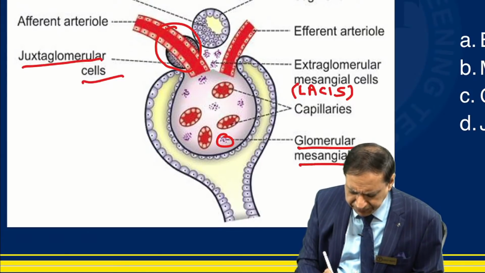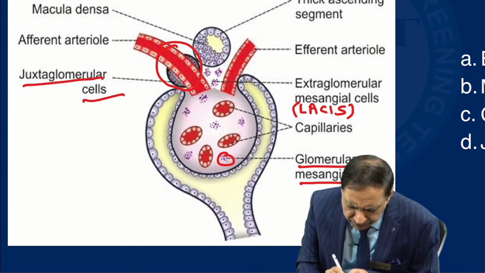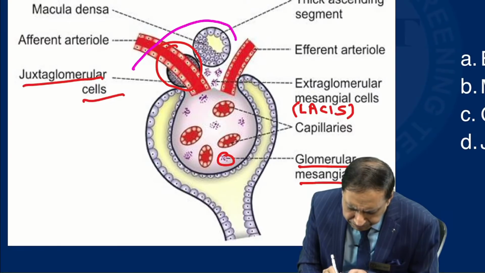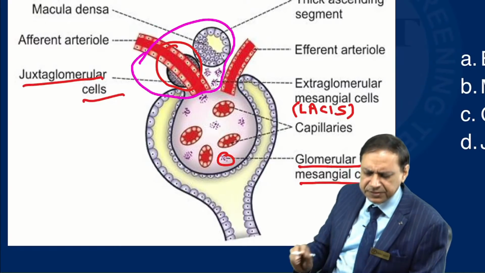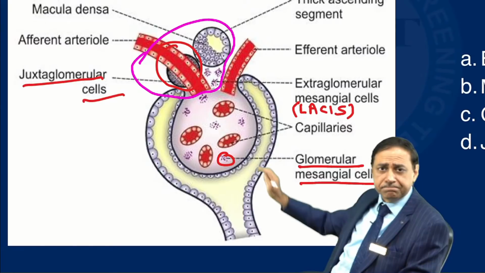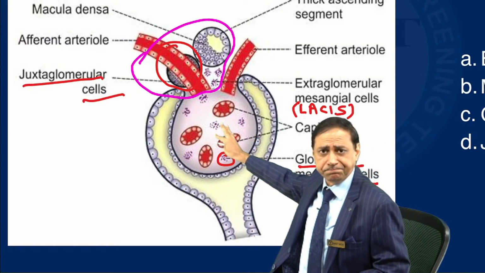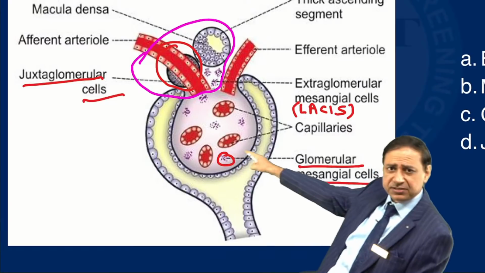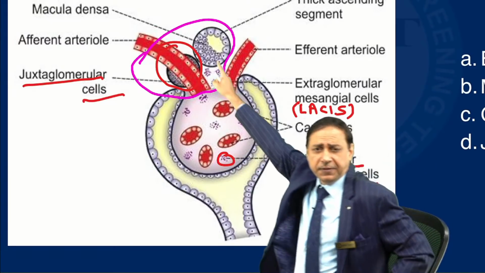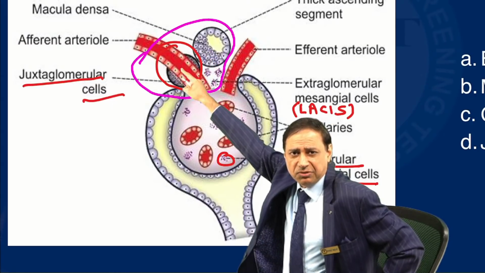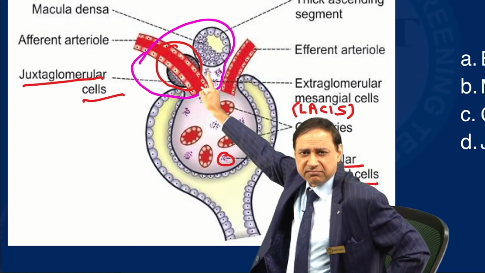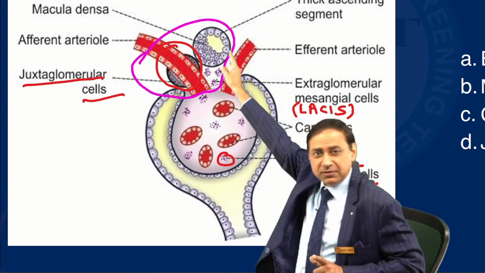What is JG apparatus? This entire thing is JG apparatus. This is the glomerulus, the glomerular capillary with mesangial cells. And this thing: macula densa, afferent arteriole with the JG cells, and these Lacis cells also. This is JG apparatus.